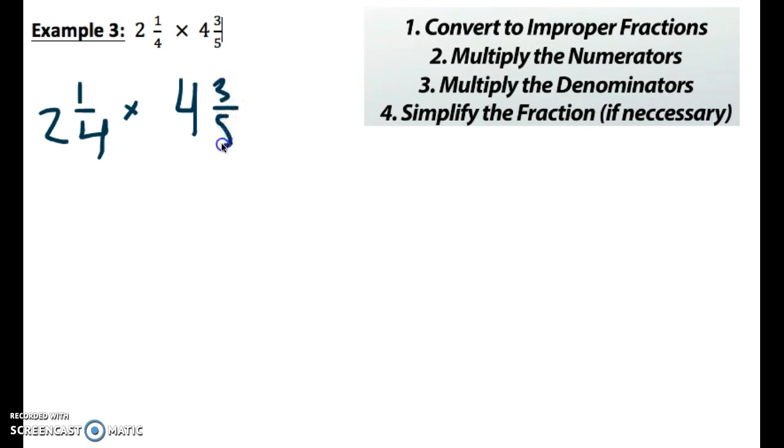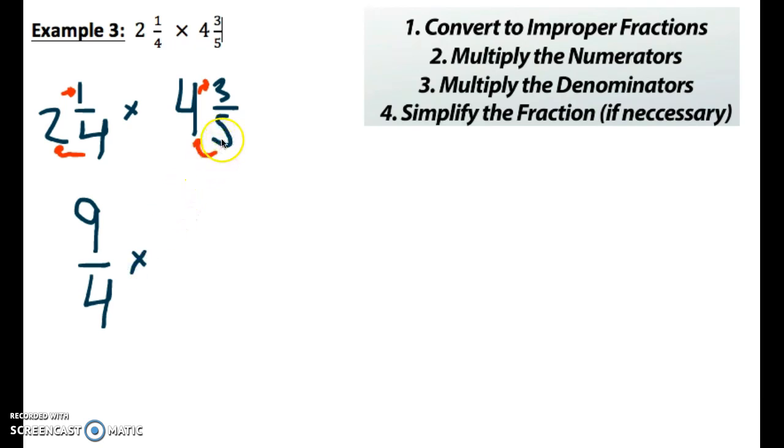Okay, so to convert to improper fractions, the trick is you take the bottom, your denominator, and you multiply it by the whole number, and then you add it to the numerator. Okay, so here we go. We're going to take the bottom, which is 4, and multiply it by the whole number, which is 2. That's 8. So that means I've got 8 whole pieces plus 1 more, which is 9/4. That's my improper fraction.